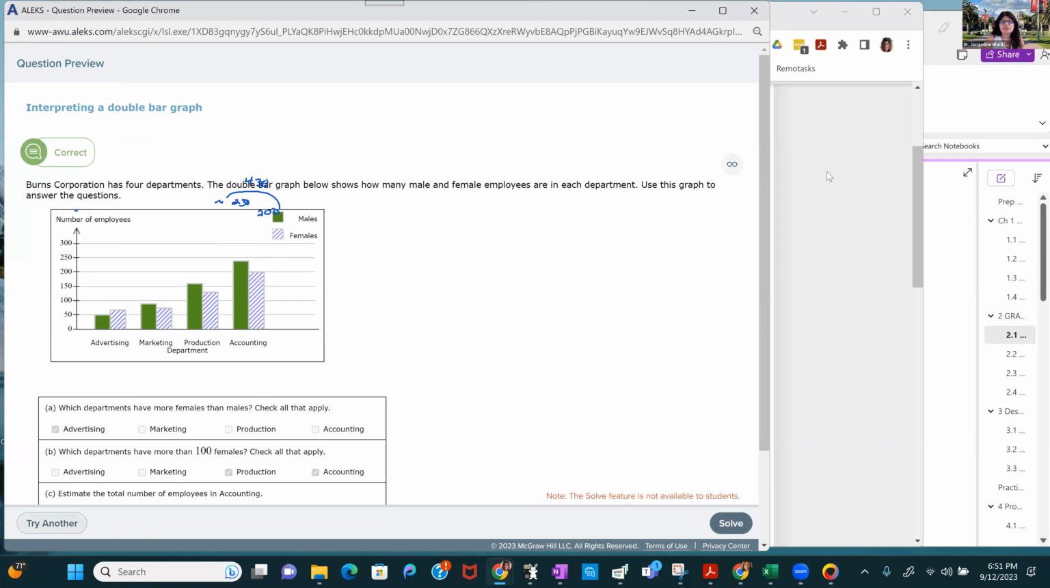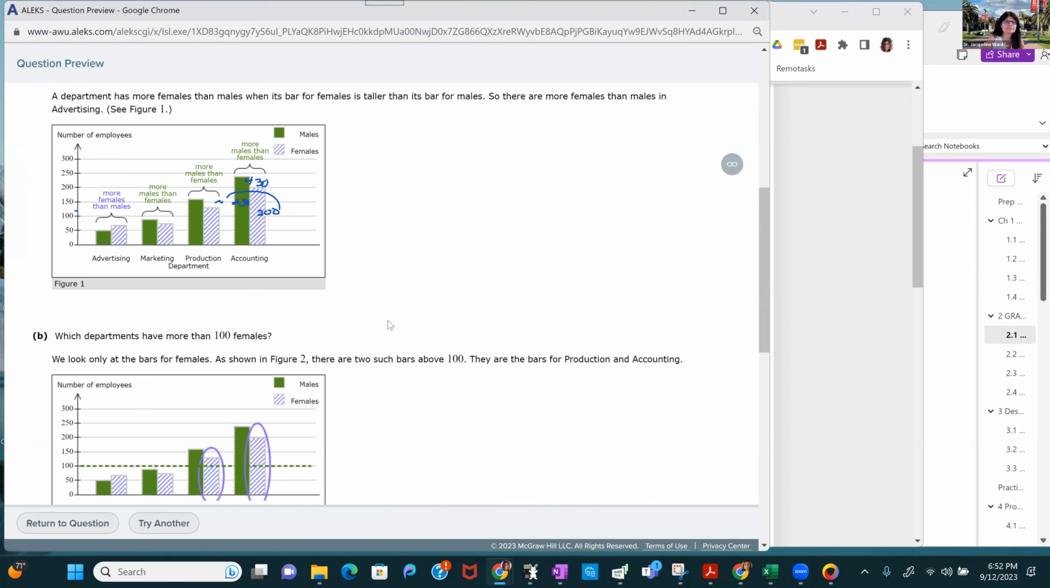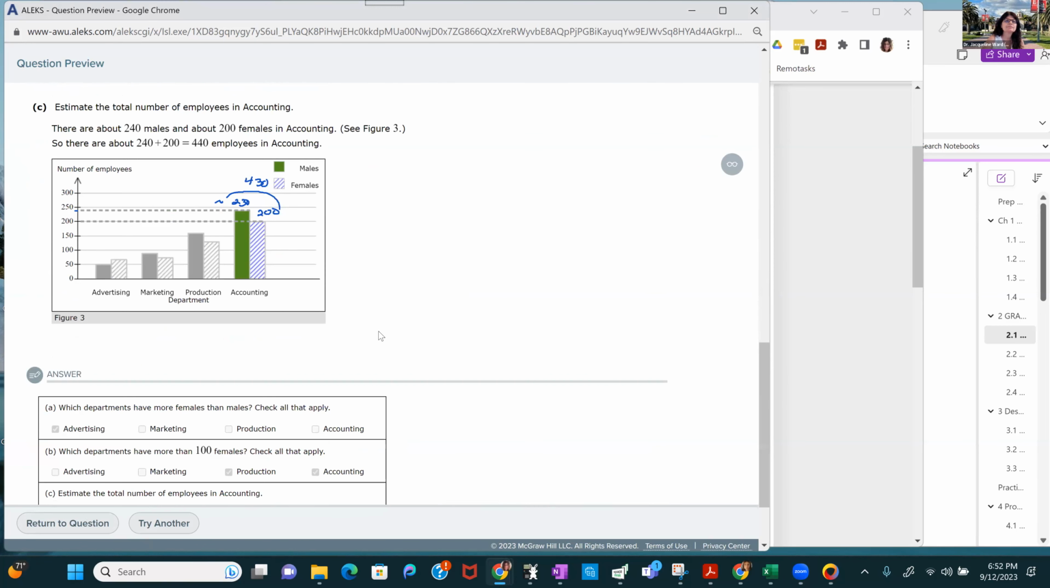Okay, it says that's good. I'm going to go to the explanation. See, they're saying there are about 440, but notice how it took my answer anyway. They said that's about 240. All right, so it's good to know that they have a nice built-in tolerance.